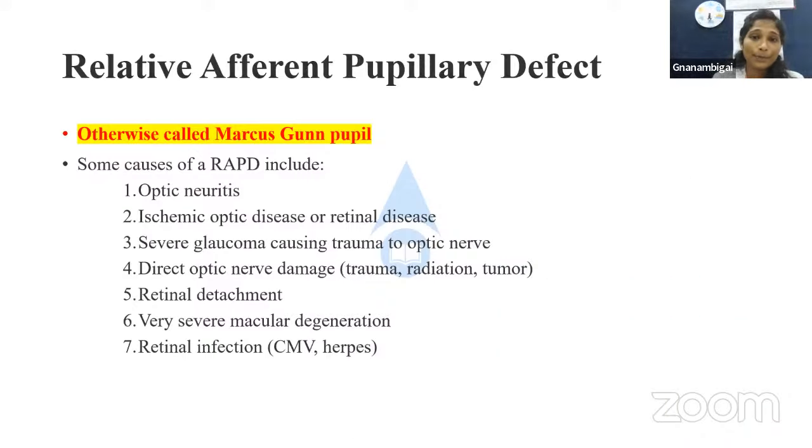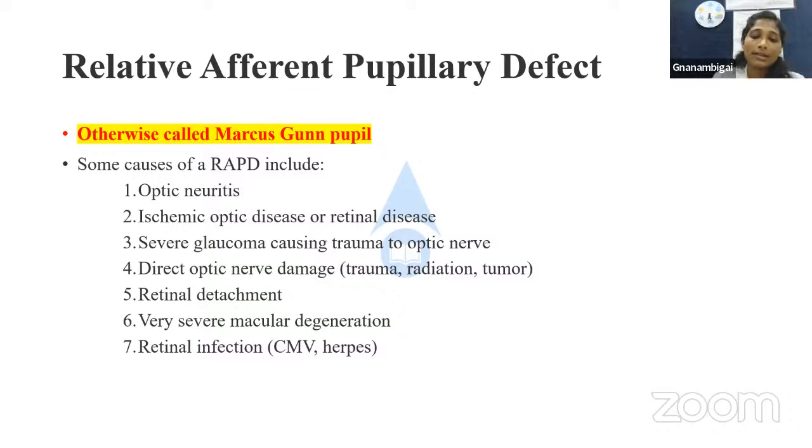A relative afferent pupillary defect, otherwise called Marcus Gunn pupil. Some common causes of RAPD include optic neuritis, ischemic optic disease or retinal disease, severe glaucoma, trauma to the optic nerve, direct optic nerve damage, radiation, tumor, retinal detachment, very severe macular degeneration, and retinal infections.